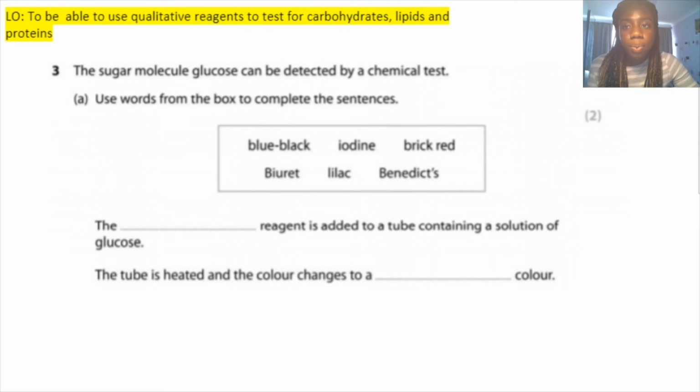This is our first worked example question for this practical. The sugar molecule glucose can be detected by a chemical test. Use words from the box to complete the sentences. So we've given the words below.